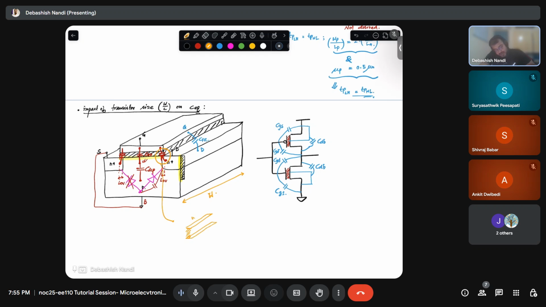So now if this is my W and I increase it further, does my capacitance increase or decrease? Increase. So your C, let's call it parasitics, will increase with W, because I know that my parallel plate capacitance is epsilon A by D, right? So by increasing the size, my parasitic capacitances will increase. That is what we understood.